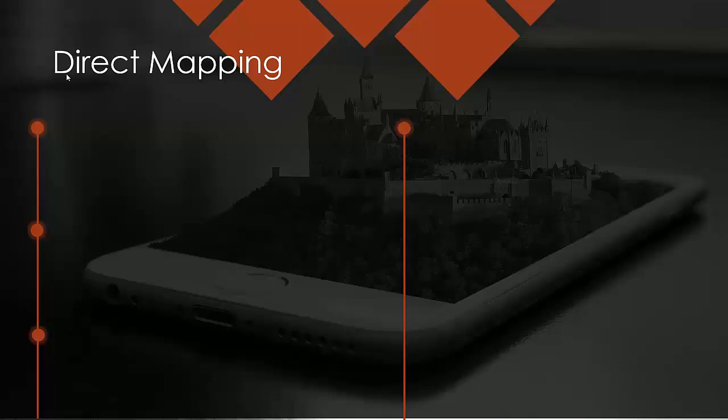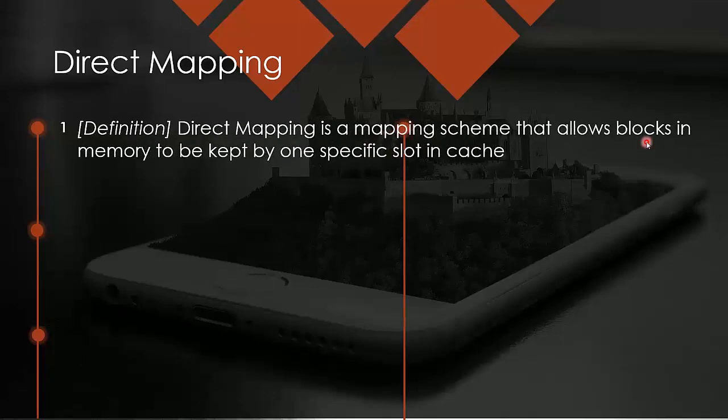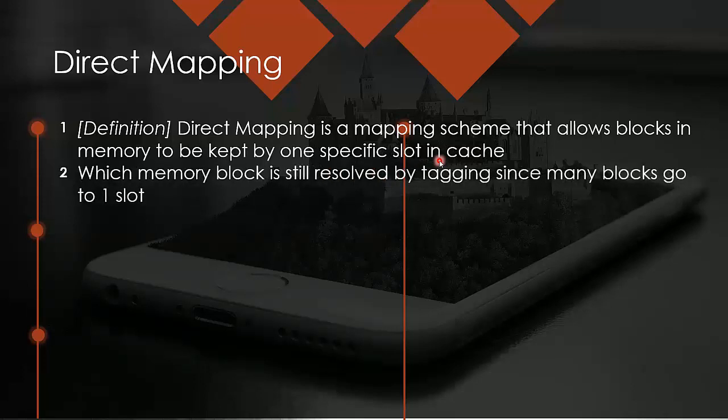Next scheme is direct mapping. This scheme is where certain blocks is allowed to only go to one specific slot only. If we take a block in the main memory, which slot it should go to in the cache memory system is known already. But one slot in cache memory can cater for a few blocks in the main memory, but that few block is already fixed. So we still need to resolve which block in memory that is being kept by the slot in the cache. This is also done by tagging because many blocks can go to one slot.